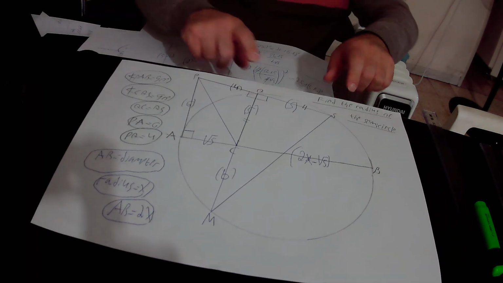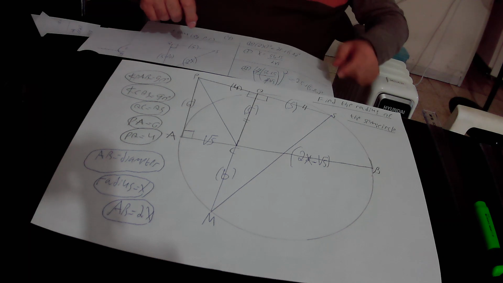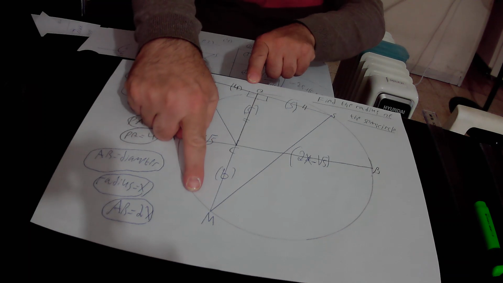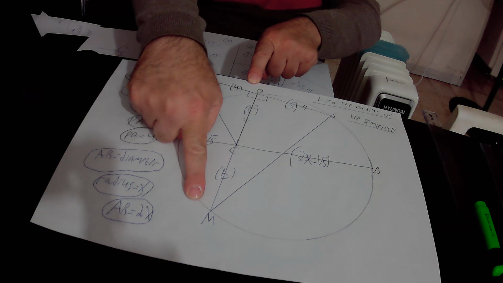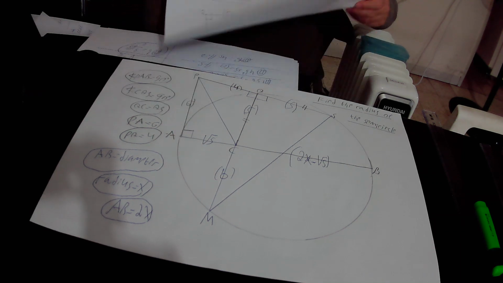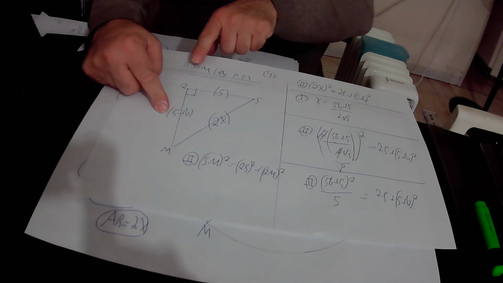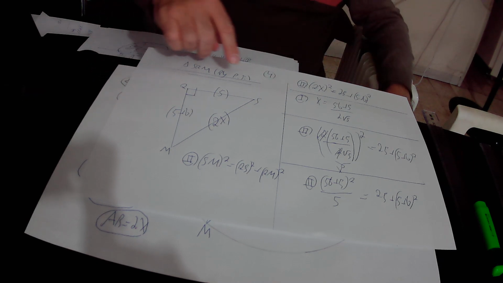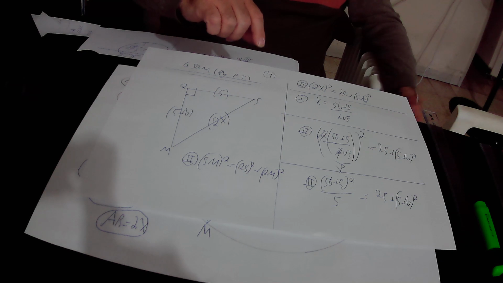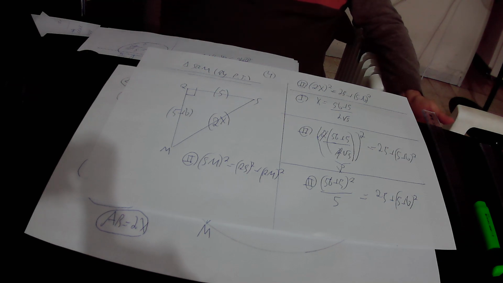Side QS equals 5 units and QM equals QC plus CM. That is to say, QM in total equals 5 plus CM, which is B. So in total, QM equals 5 plus B. Here, QM equals 5 plus B and QS equals 5. The hypotenuse of this right triangle, SM, equals the diameter of the circle, that is 2x, according to rule number 5.